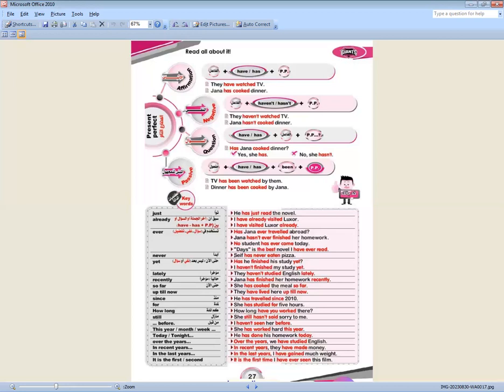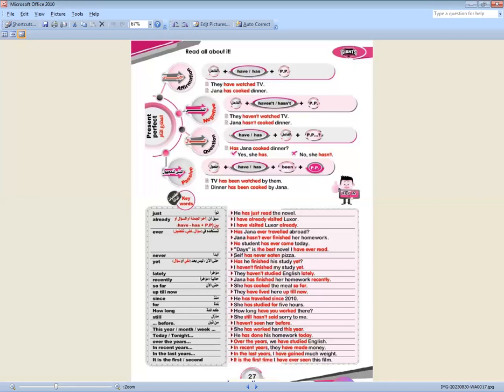Since and for, and the difference between them. So since usually is followed with names, like the name of the year, the name of the hour, the name of the day, the name of the month, the name of the season even. And since can also be followed with a sentence in the past simple. For usually is followed with numbers, like the number of the hours, the number of the days, the number of the years, the number of the months. And sometimes we can use for a long time or for a short time.